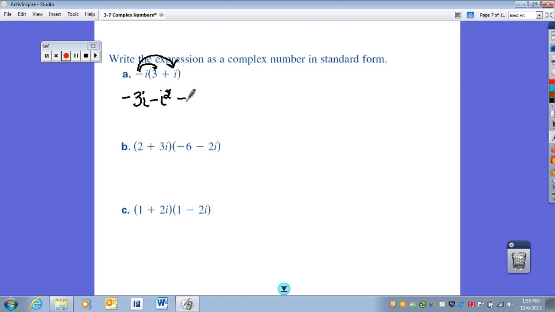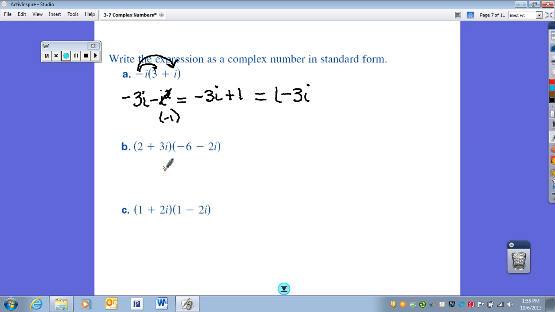Now we need to simplify. So we have negative 3i, and remember that i is the square root of negative 1. So if I square it, this is actually a negative 1. So now I have minus negative 1, which would be plus 1. Then I need to write this in standard form. So when I write that in standard form as a complex number, I'm going to have 1 minus 3i.